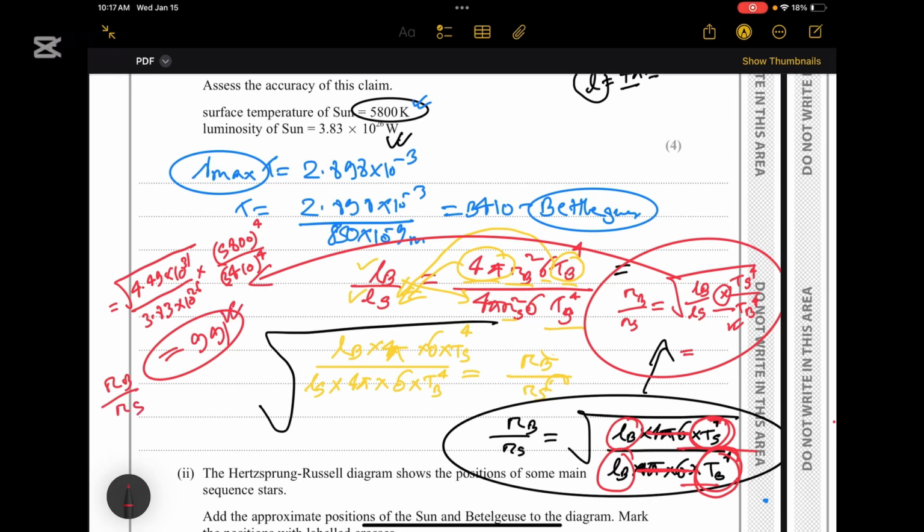So we can say it is not 1000 times, it is less than 1000 times. So we can say the claim is incorrect. The claim is inaccurate. So this is how we will do this type of ratio maths, which are really important in physics unit 5. I have shown one, but it might come in your exam in a different way. So make sure you're understanding it by heart and practicing it before your exam, just 1 or 2 hours before your exam.